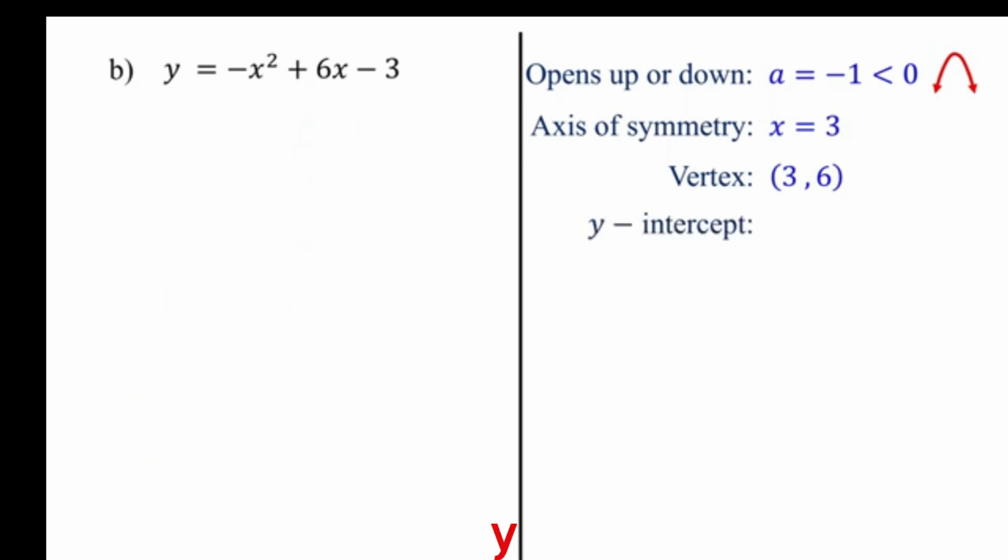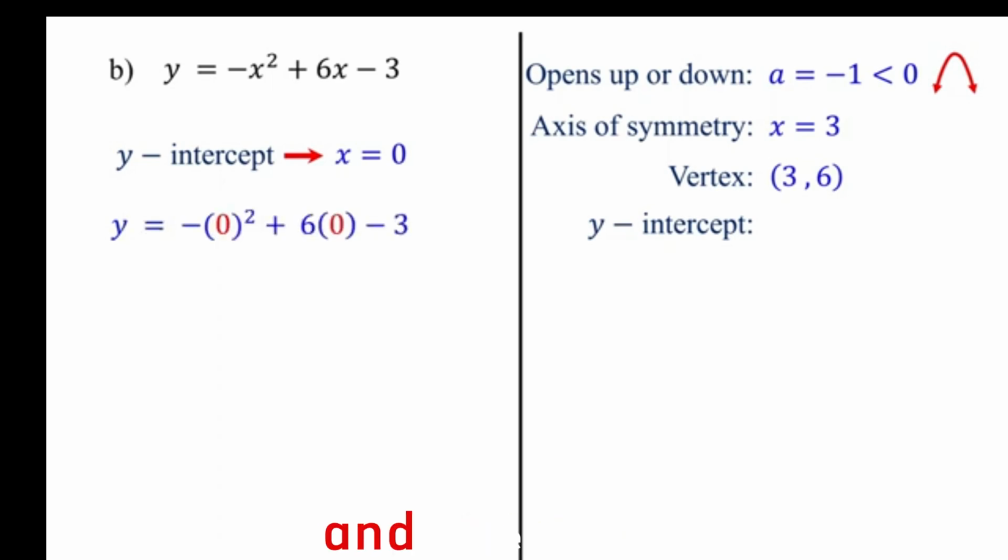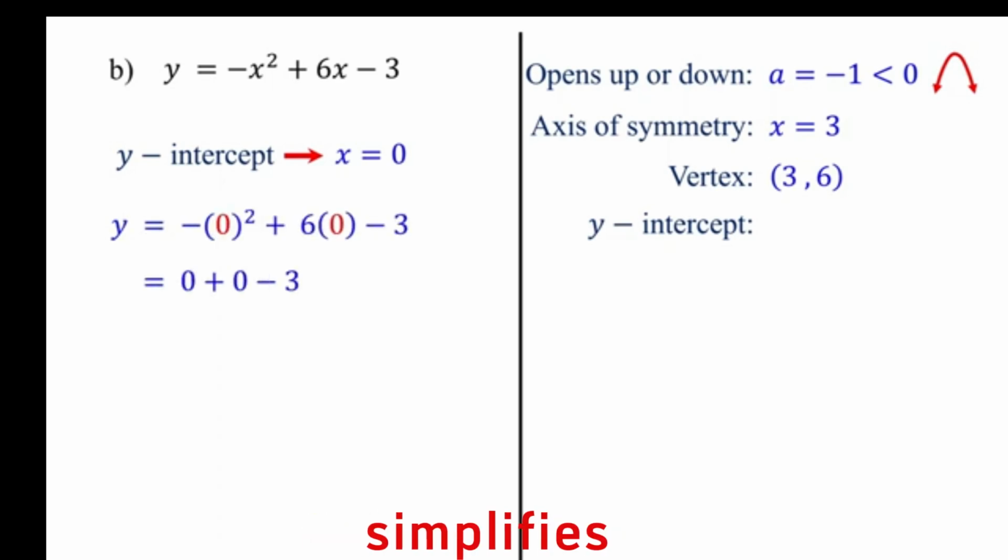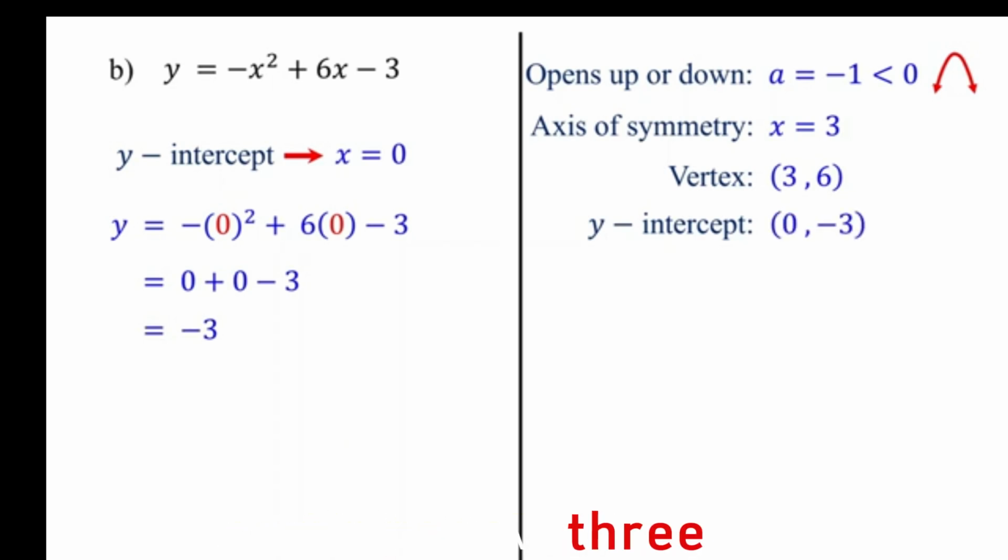Next, find the y-intercept. Remember, the y-intercept occurs when x equals 0. So, set x to 0 and solve for y. This simplifies to negative 3, right? Therefore, the y-intercept is the point 0, negative 3. By the way, the y-intercept always equals the constant term.